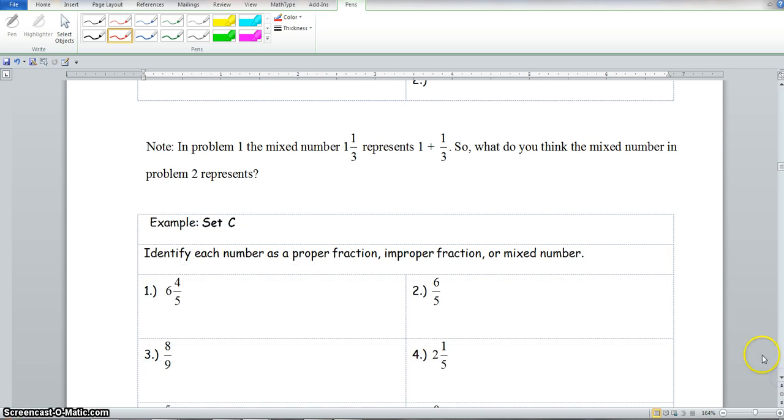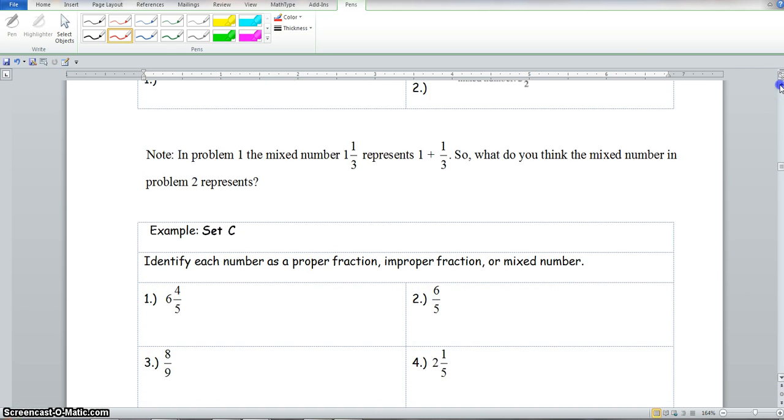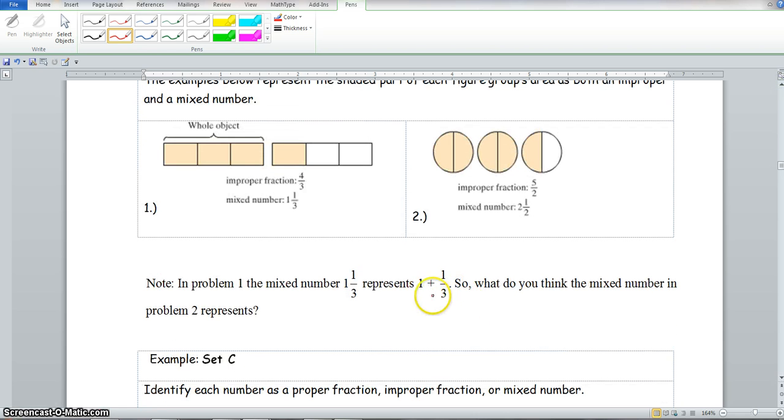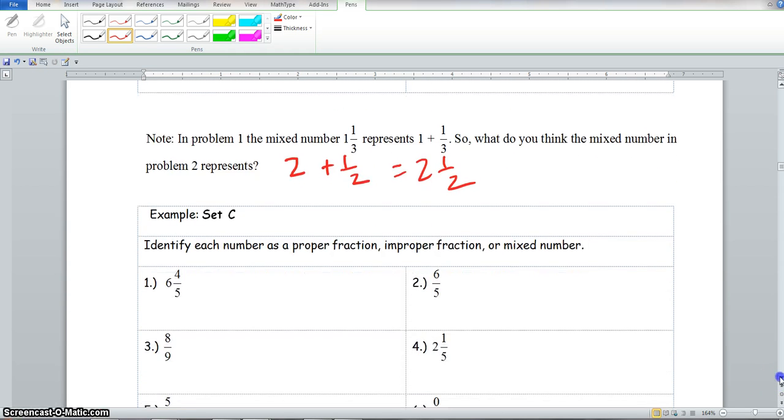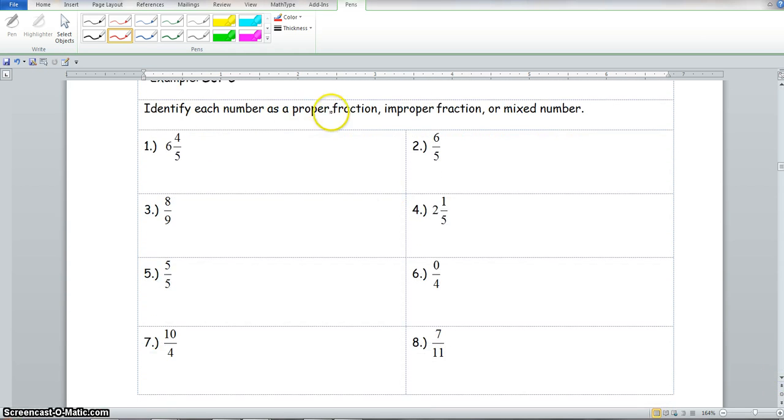Now note, in problem 1, the mixed number 1 1/3 represents 1 plus 1/3. So what do you think the mixed number in problem 2 represents? You got it. It'll be 2 plus 1/2, which is 2 1/2. Now section C, it says identify each number as proper fraction, improper fraction, or mixed number.